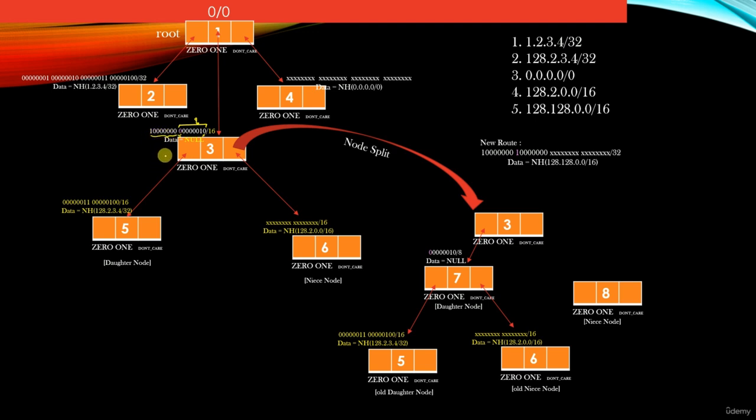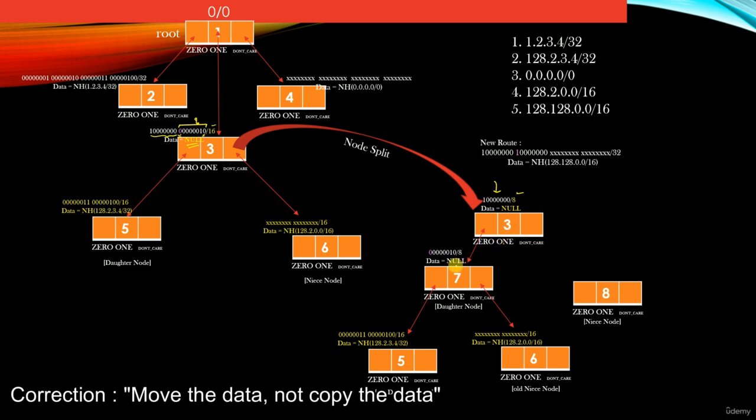So it means that node number 3 would be left with the following effective prefix. And the length of the effective prefix would be reduced from 16 to 8 because the remaining 8 bits have been transferred to the daughter node. The data of node number 3 before the split was null. Therefore, copy the data from the parent node to the daughter node; the data would also be null.